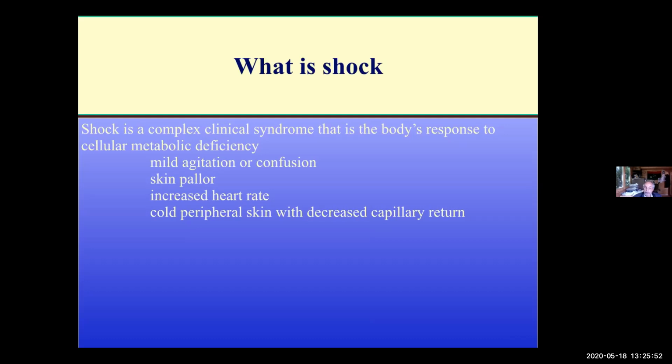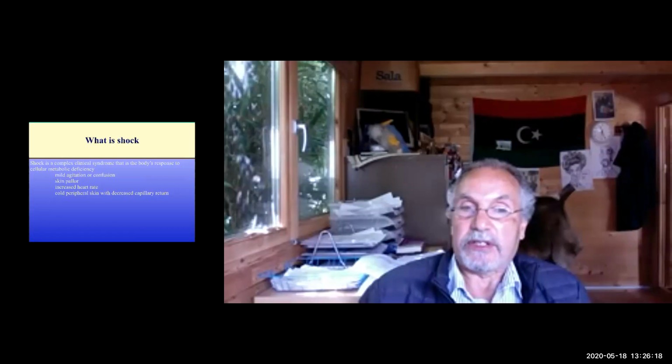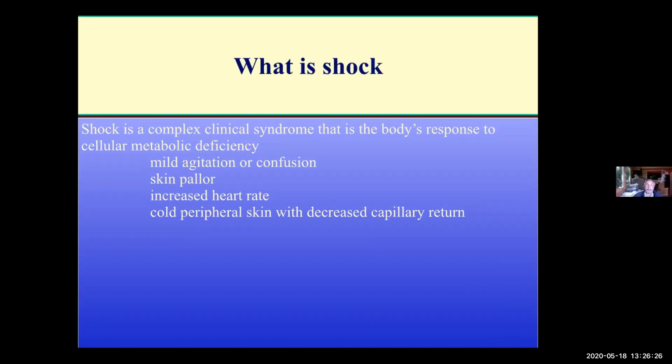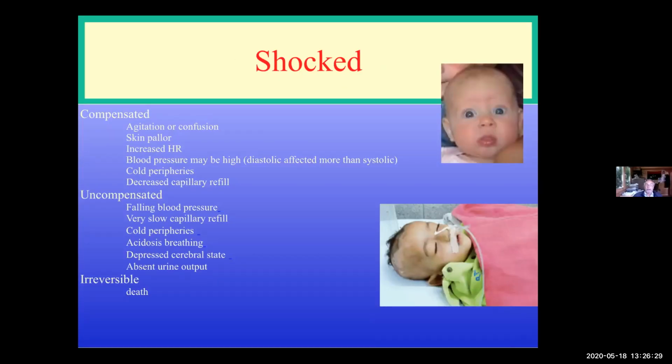So the cellular perfusion is reduced. That means the body, everything is going to the main organs, the heart and the brain and the kidneys. But from this you will find out whether this is a compensatory or non-compensatory phase. So if they're becoming agitated, with skin pallor and increased heart rate, they are in the compensatory phase. So you make sure you do something at that stage.